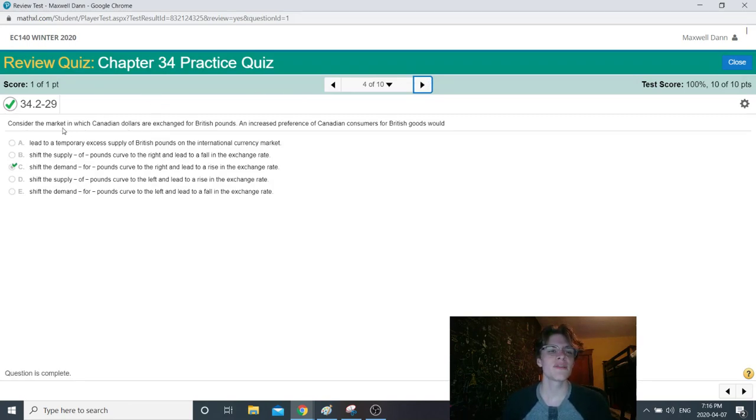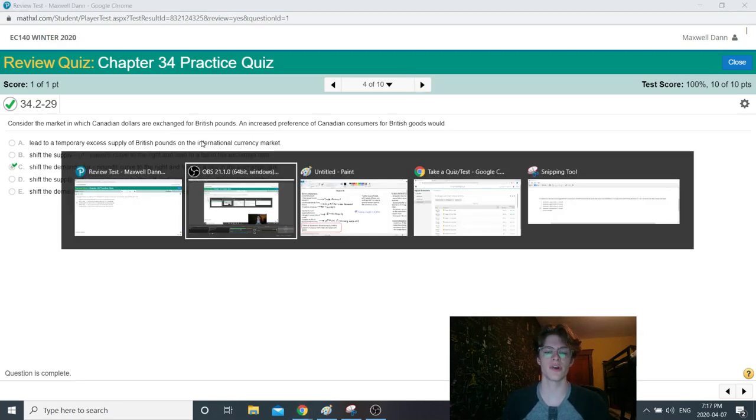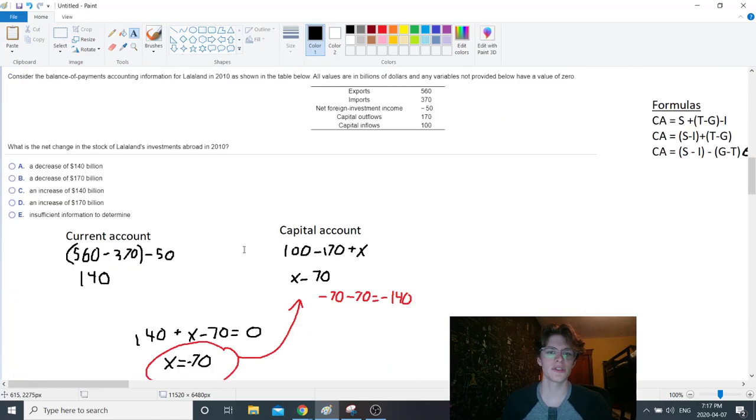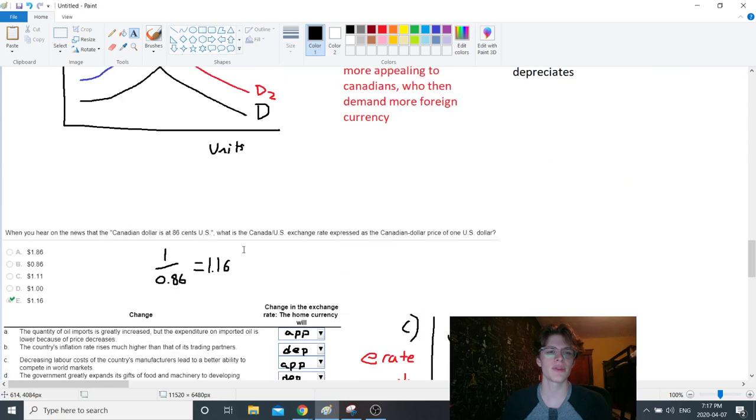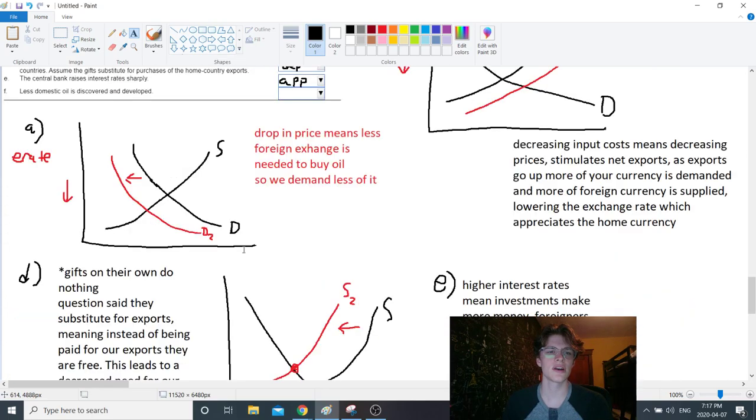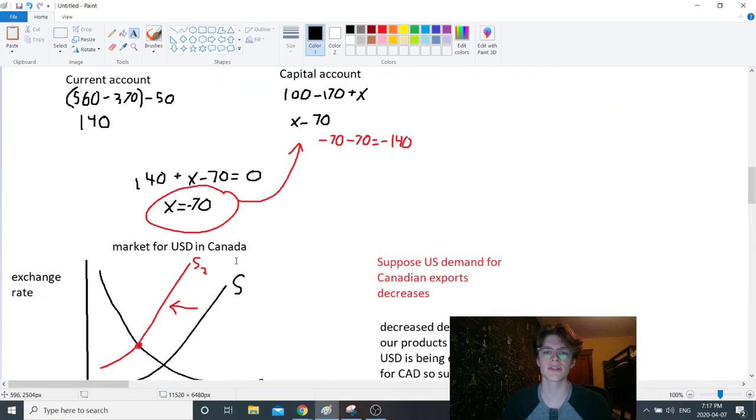Consider the market in which Canadian dollars are exchanged for British pounds. An increased preference in Canadian consumers for British goods would... So let's go over to our model here. This is our model. I'm trying to find a good one. Maybe I'll just draw one.